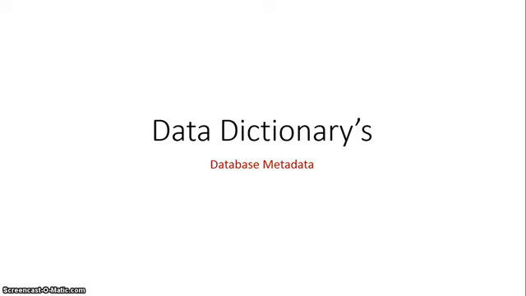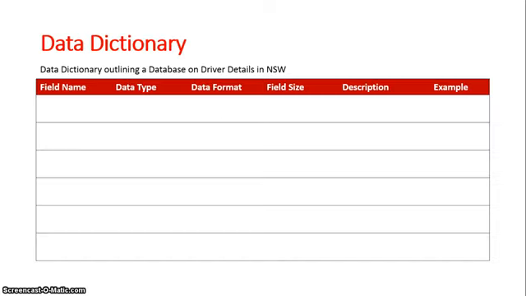We are now going to look at data dictionaries, and basically data dictionaries are metadata for a database. So if we take a look at the structure of a data dictionary, basically we are outlining the fields that are within the database, and we're outlining the characteristics of those fields under the field name, data type, data format, field size, description, and example.